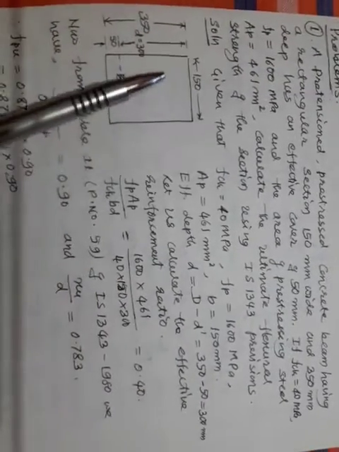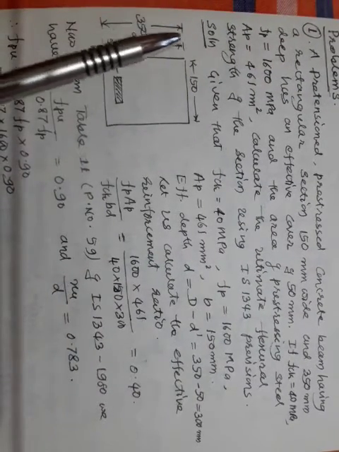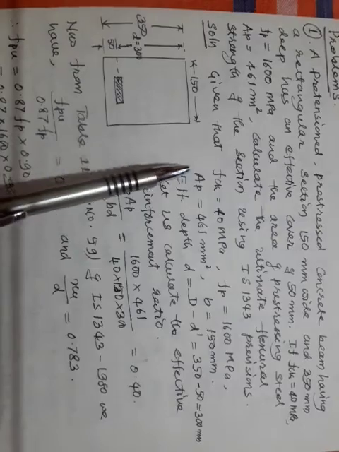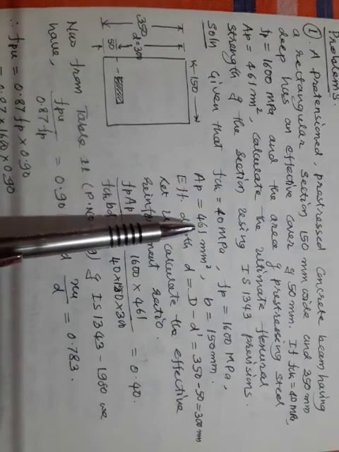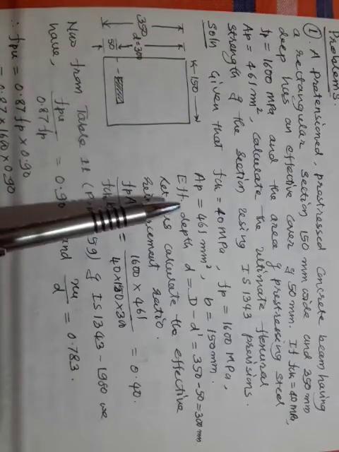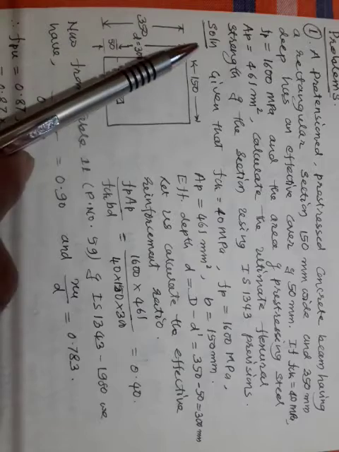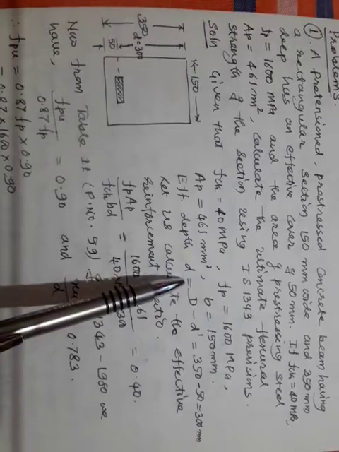Now we shall see how it can be solved. Given that fck is 40, as you know already, fp is 1600 MPa. Ap he has given as 461 mm square. Breadth b is 150. Effective depth d can now be easily calculated. As I have said, it is 350 minus 50, which gives me 300 mm. It is d minus d dash.